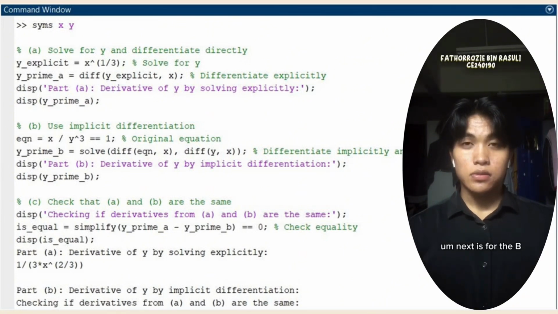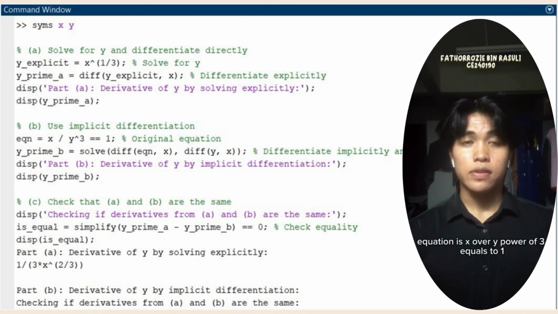Next is for B, which is to use implicit differentiation. The equation is x over y to the power of 3 equals 1, where y prime will equal the differentiation of the equation, and we differentiate implicitly and solve for y prime. The display for part B will be the derivative of y by implicit differentiation, display for the y prime B.